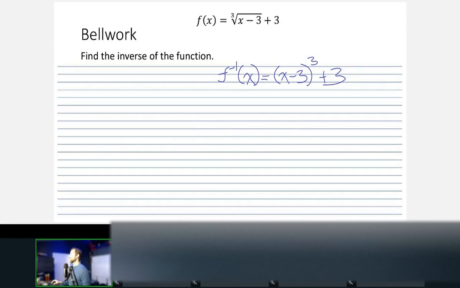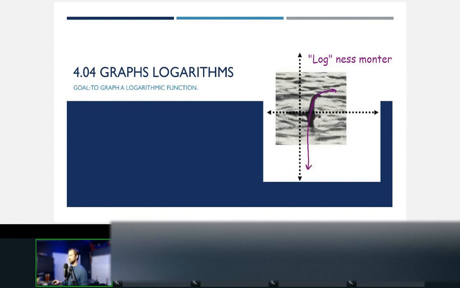All right, good morning, everyone. Today is Monday, November the 8th. We are on day 2 of 4.04. And on the screen here is the bell work question and the solution. All right, let's get into today's lesson.